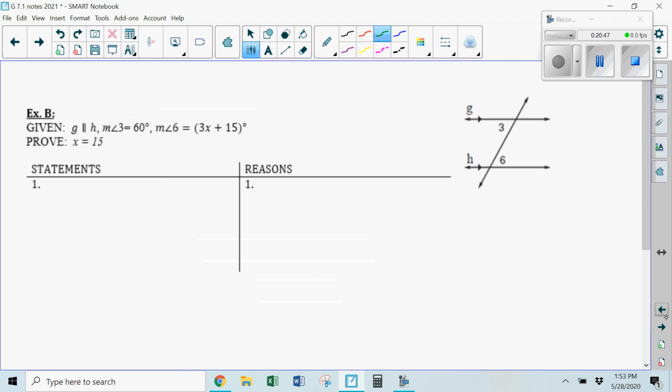Okay, now let's get to a proof. It says, given G is parallel to H, so this symbol here means parallel. You'll also see it drawn in the picture like that. That means parallel. We also know angle 3 is 60, and angle 6 is 3x plus 15. So go ahead and start by labeling your picture and by writing the given.